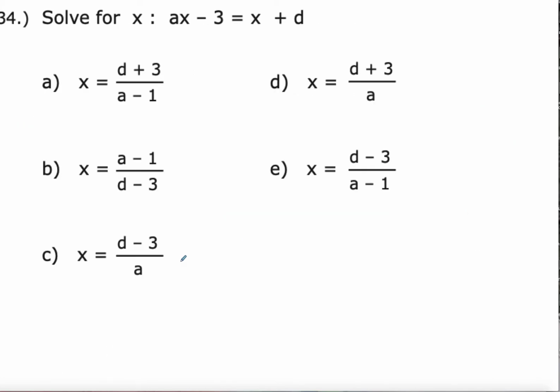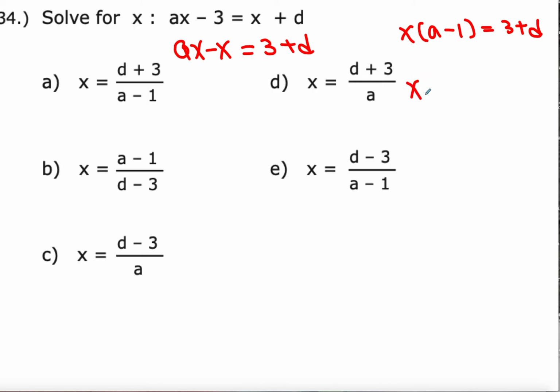Alrighty. Let's look at number 34. They want us to solve for x. Then I'm going to subtract x, so ax minus x, but I'm going to add 3, so 3 plus d. In order to find what x is by itself, I'm going to factor x out. Then I have x times a minus 1 equals 3 plus d. To have x by itself, I'm going to divide by a minus 1. So x equals 3 plus d over a minus 1, which is choice A. That becomes the answer.